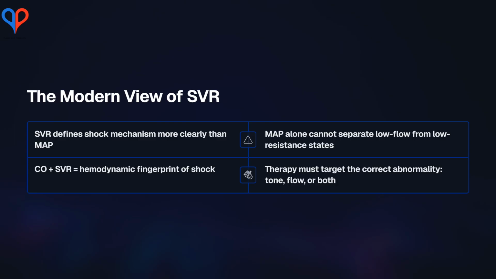Normal MAP with critically low SVR is still severe shock. Conversely, elevated MAP attained only by extreme vasoconstriction can coexist with low-flow organ ischemia. Your goal in resuscitation is not simply a MAP above 65, but adequate organ perfusion with the lowest necessary SVR and sufficient cardiac output. SVR, when combined with cardiac output, lactate, and clinical assessment, becomes a powerful tool for precision resuscitation.